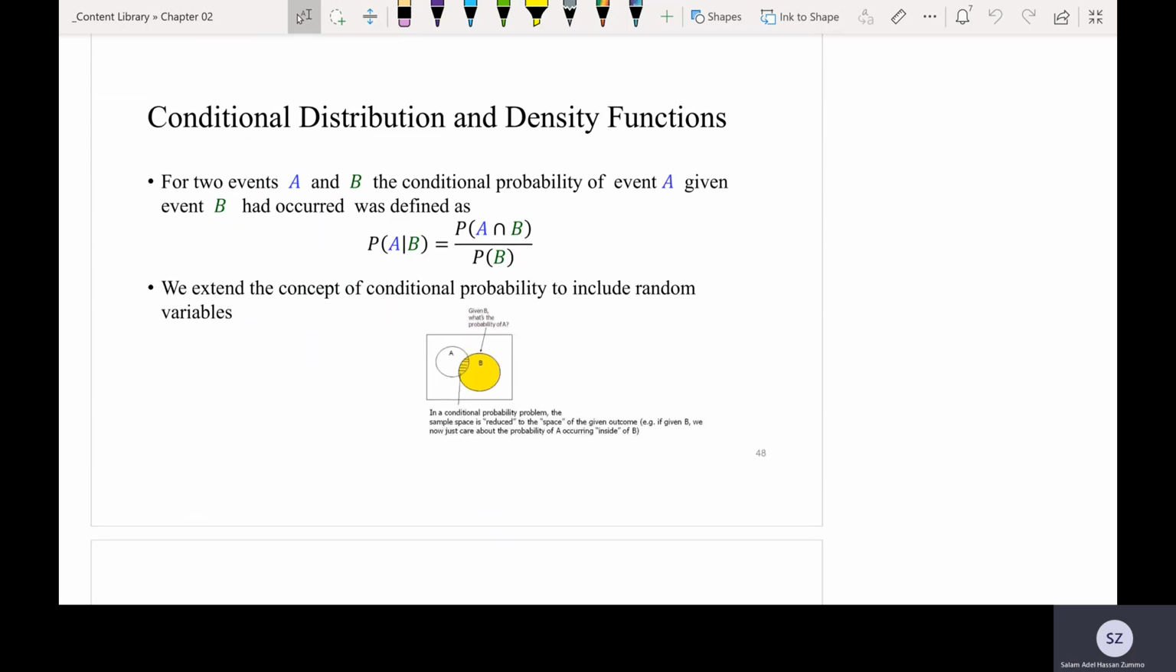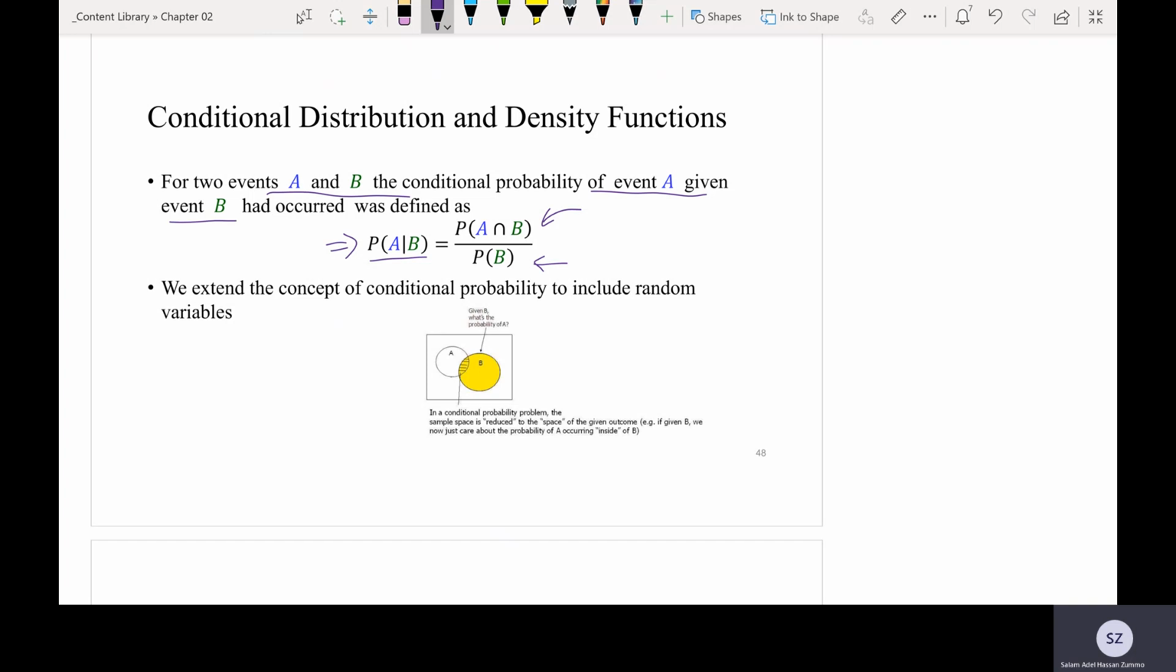So, just a quick review about conditioning: if you have two events, A and B, until now we are not talking about any random variable, just two events, then the conditional probability of event A given that event B has occurred is given by the probability of A intersect B divided by the probability of B. Intuitively, when you condition on B, the new sample space is B. Because of that, we divide by the probability of B. So the probability of A given B is whatever is common between A and B, divided by the probability of B, because the new sample space is B. And we illustrated this using the Venn diagram, and we discussed several examples.